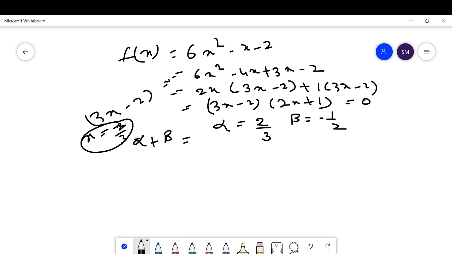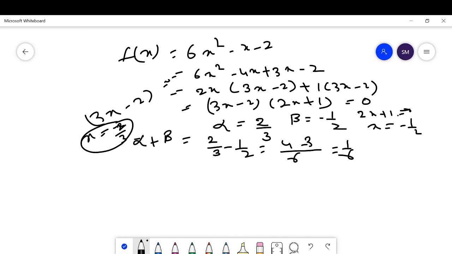This is one zero, alpha, then another zero. If 2x plus 1 equal to 0, then x equal to minus 1 upon 2, another zero. Then alpha plus beta is equal to 2 upon 3 minus 1 upon 2. The LCM is 6 and we get 4 minus 3, this is 1 upon 6. Alpha plus beta is equal to 1 upon 6.